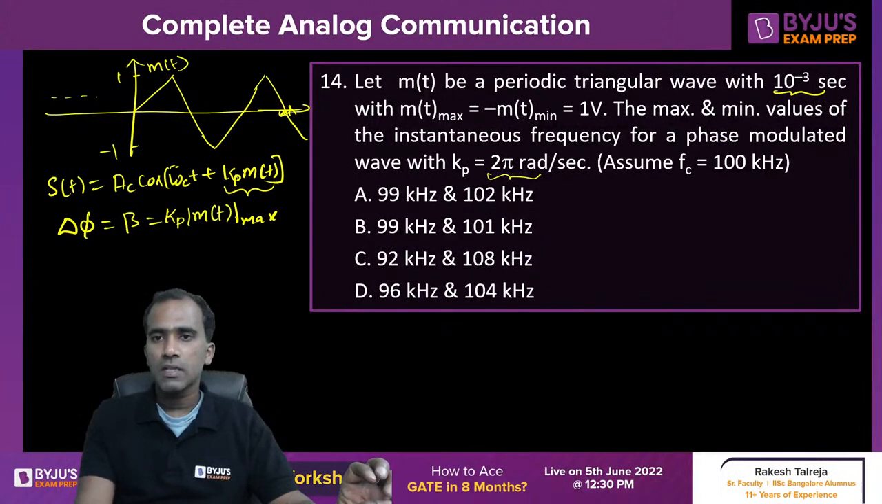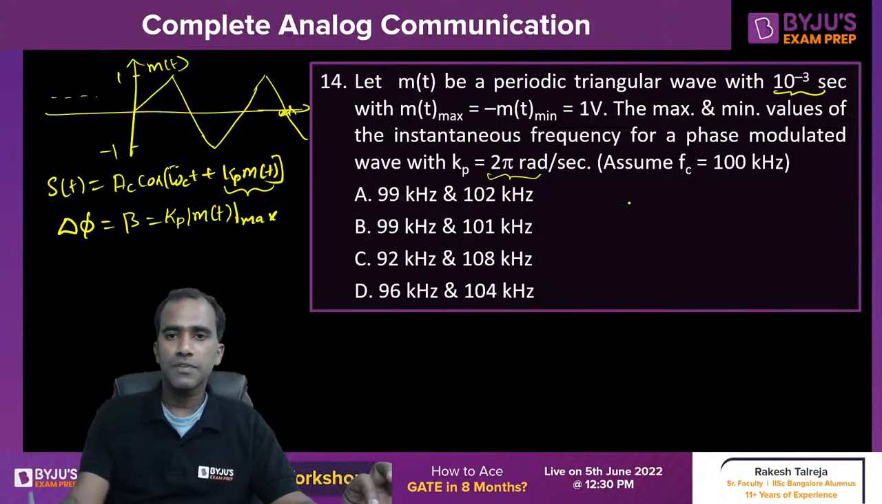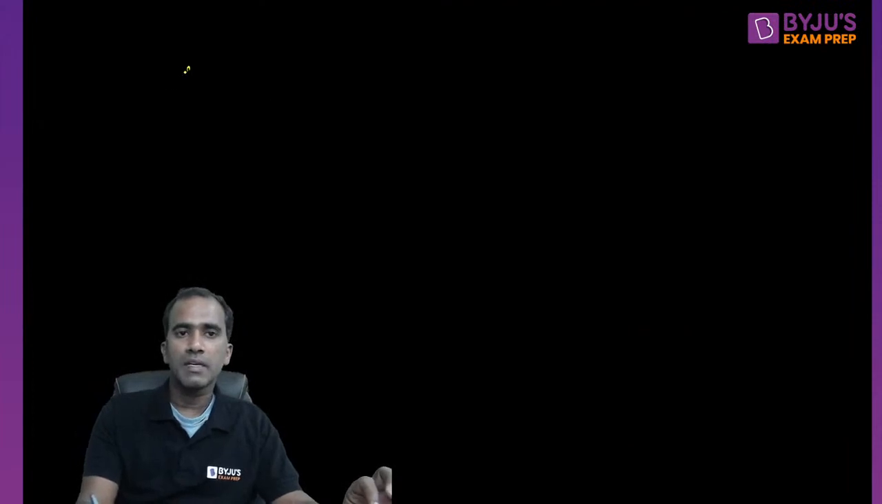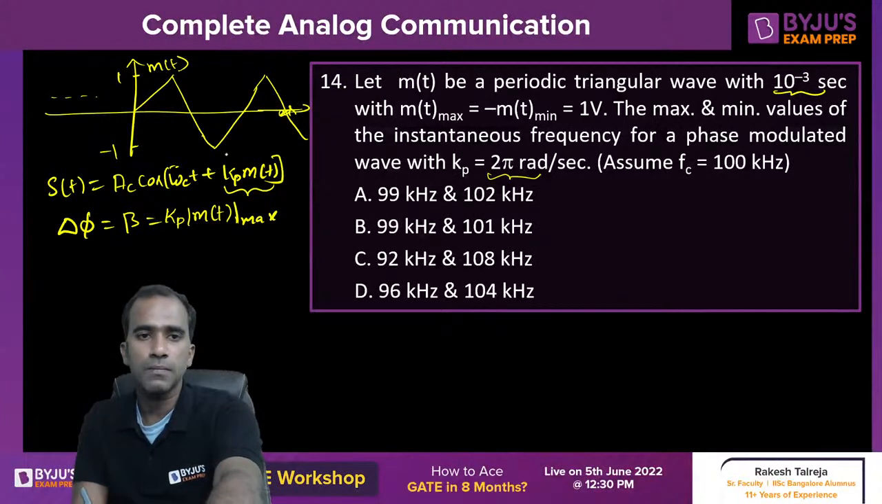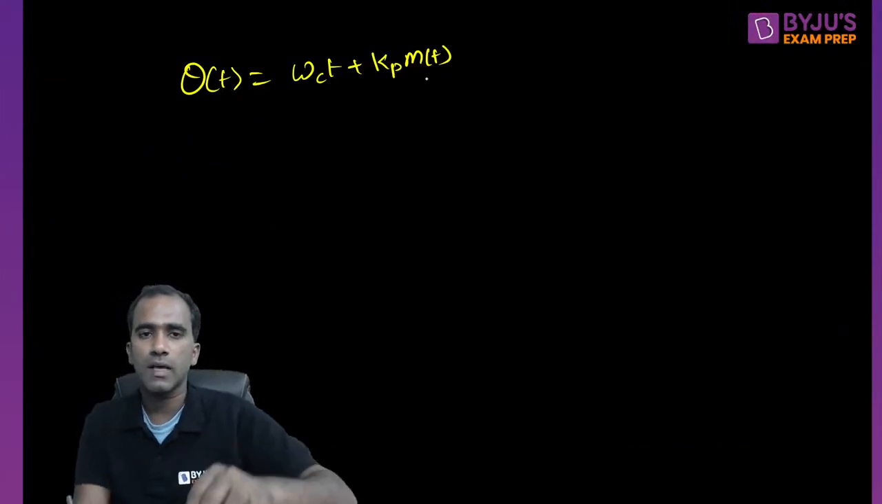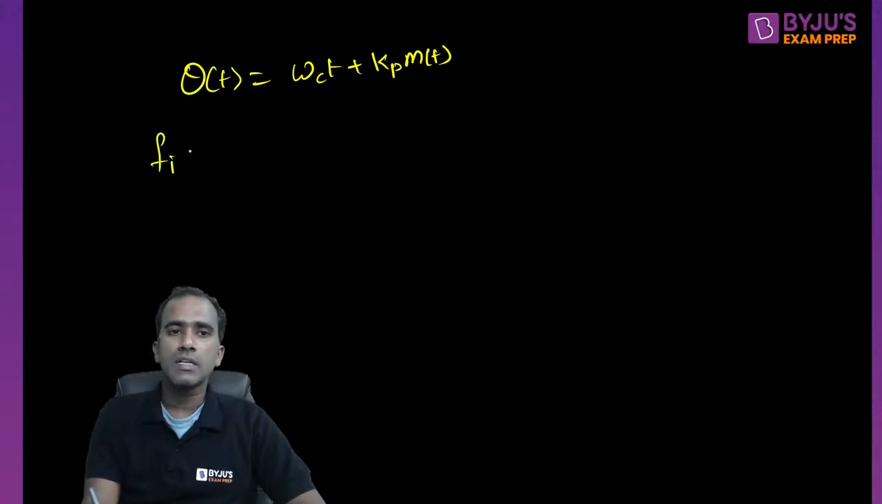The question is different. They're asking us about the maximum and minimum instantaneous frequency. So let us figure out the instantaneous frequency here. The angle of an FM or PM modulated signal is omega c t plus Kp into m of t. So just compare with this one. This is the equation of the PM signal, and I have copied the angle part. This is how the angle looks like. The instantaneous frequency relation we know: if you know the angle, from that you can find the instantaneous frequency. I have discussed that in the previous slide also.